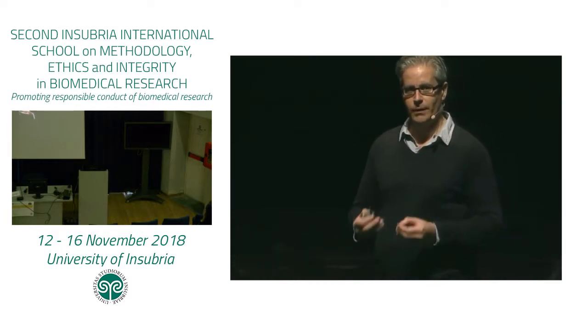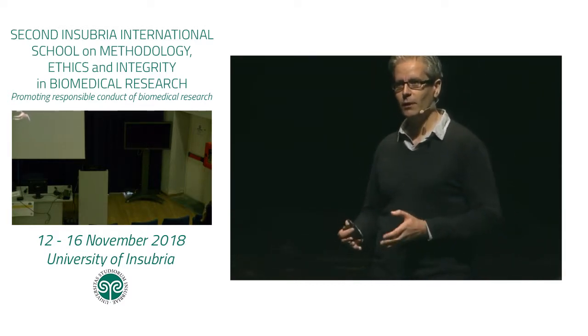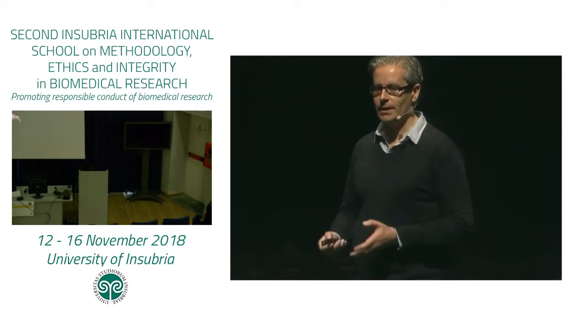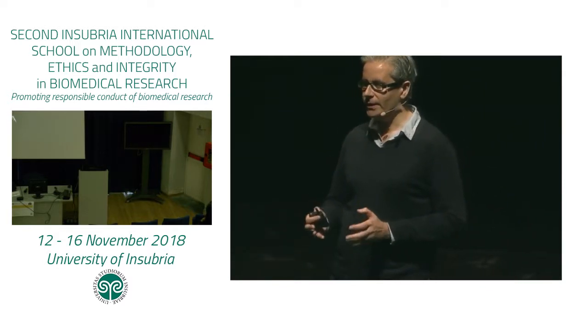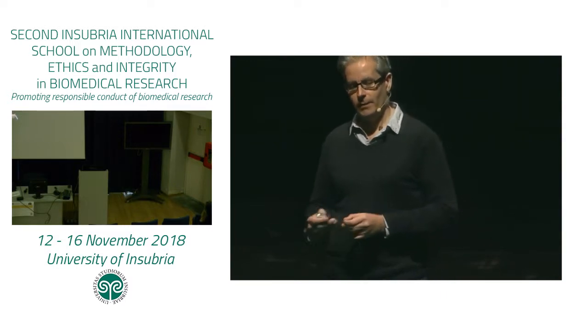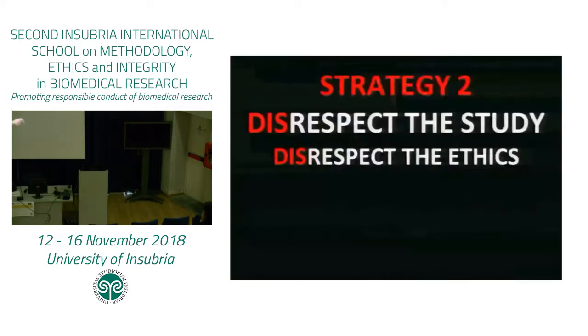And because you're doing a 20,000 patient trial, you can do away with the rest. You do a pragmatic trial so that you can enroll 20,000 patients. You make it easy for the researchers to do the trial. So slightly annoying that it is actually a valid way of doing a trial, but we'll just move on. Disrespect the study. Diss the ethics.